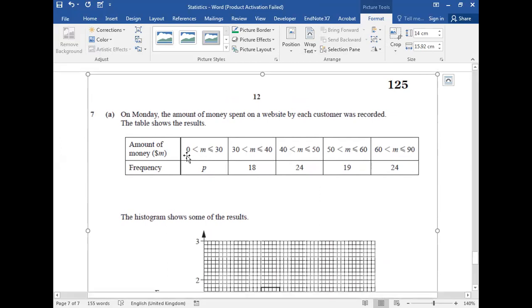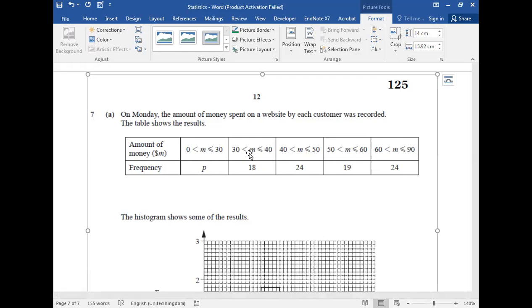So people spending between $0 to $30, there are P number of such people. Between $30 to $40, and then 40 to 50, 24, 50 to 60, 19, and 60 to 90, there are 24 such people. Is that right? What is the class width for the first group? 30. The class width for the second one? 10. Are the class widths consistent?